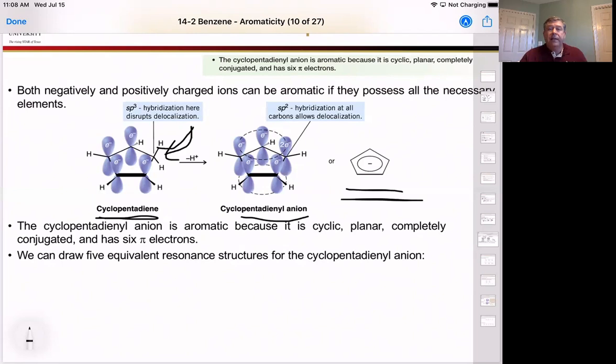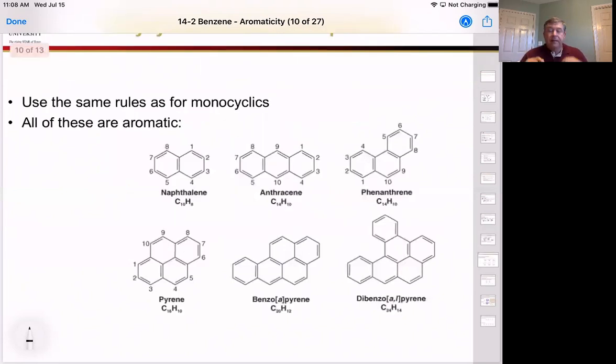Okay, are there other ways to do this? And yes, there are. We can actually extend these rules a little bit from monocyclics into polycyclics, okay? So the 4n plus 2 rule applies to only monocyclic systems. So how do we apply that to multicyclic systems? In multicyclic systems, each of the cycles must follow the rules of aromaticity, and we just need to make sure we're looking for the electrons in the right place.